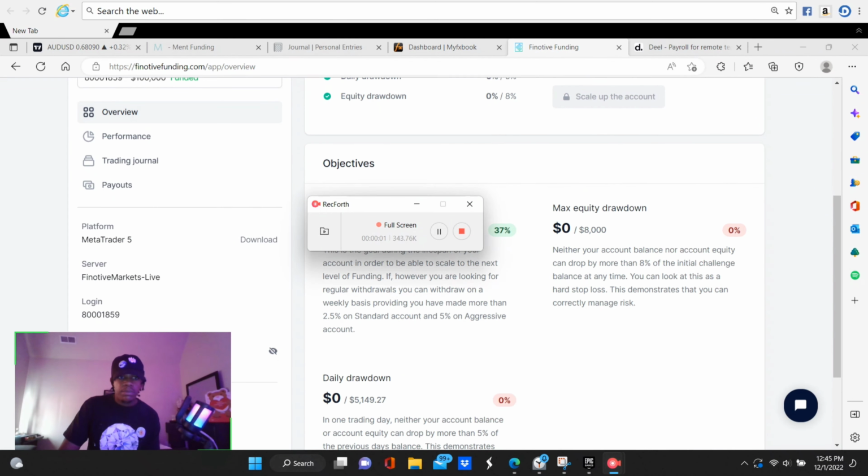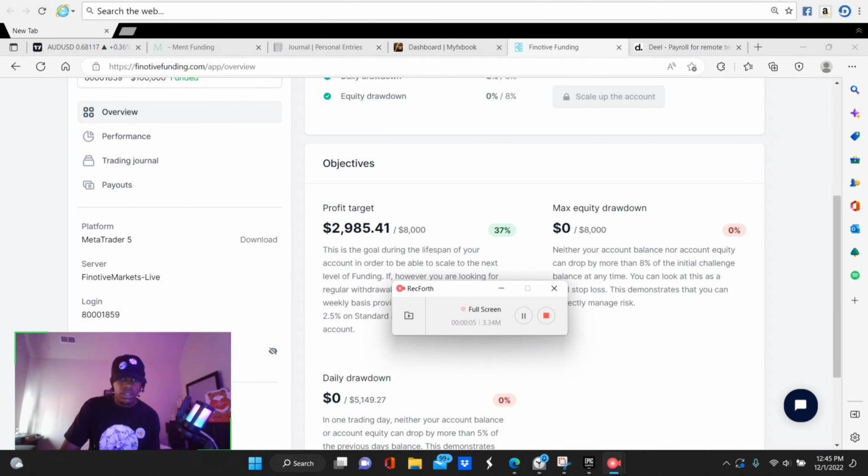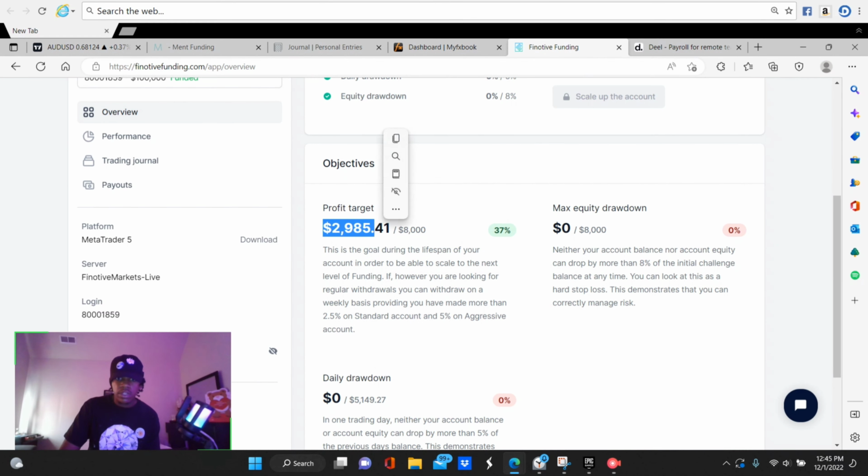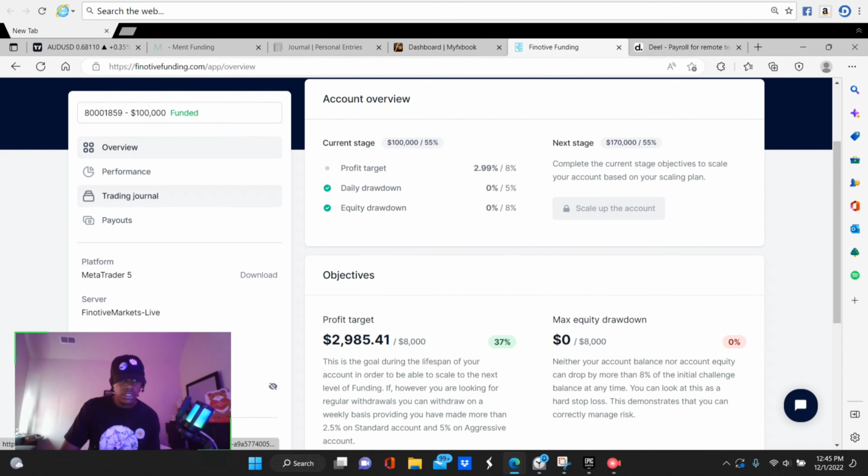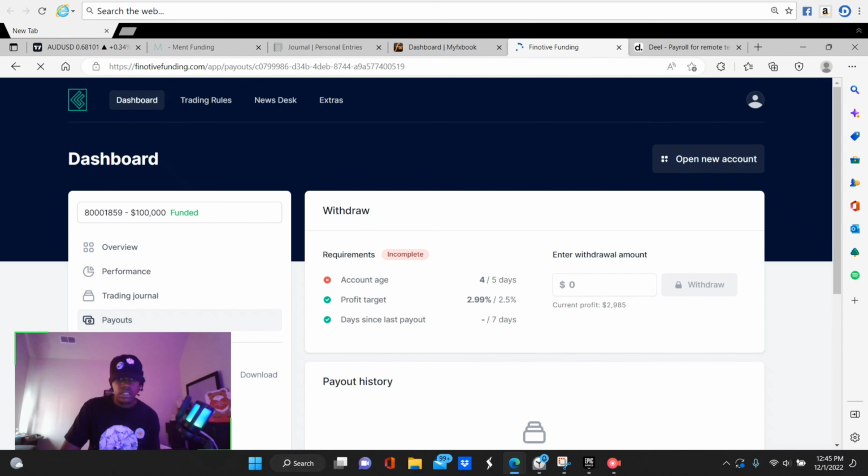Alright, so as you can see personally for this account, this is the instant funding account, and I'm up almost 3k on the account. And to actually get a profit split, I needed 2.5%, which I passed. So right now I'm just waiting until tomorrow so I can withdraw, because it needs to be at least 5 days old, and I did it in 2 days.